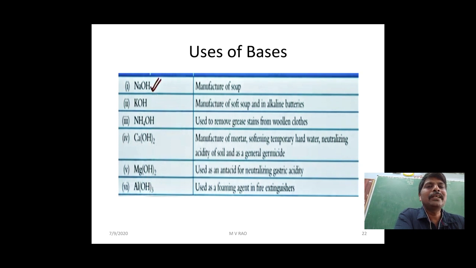Mg(OH)2, you know this one, milk of magnesia, you can find it in your MI room. It is used as an antacid for neutralizing gastric acidity. To reduce acidity this one is used as a syrup. What is the name? Milk of magnesia. Al(OH)3 is used as a foaming agent in fire extinguishers. So these are the uses of bases.